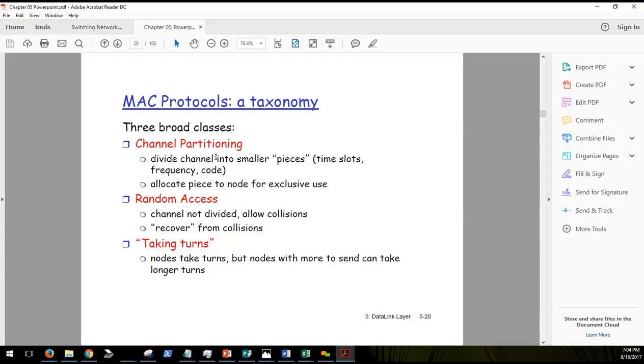Specifically, this is where IBM's token ring got its name: it used tokens in order to allow for taking turns from different nodes. But again, we've got some examples, and we'll get into those momentarily.